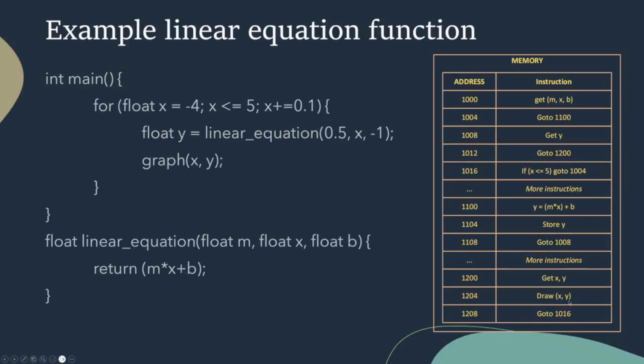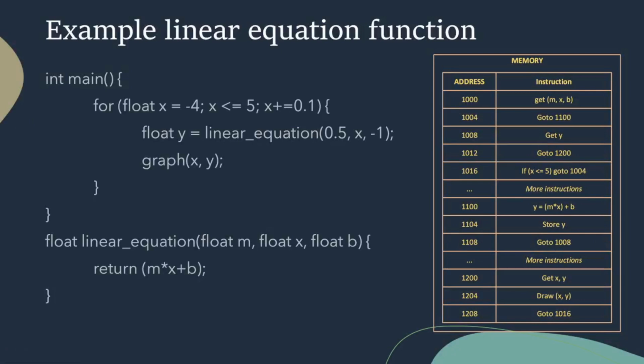That's going to be a bunch of instructions. And then once that's done, it's going to go back to 1016, which is up here, and that's our loop. So if x is less than or equal to 5, go to 1004. So it goes back up here. And I guess I left out the iteration part, but you can kind of see how this maps into memory.